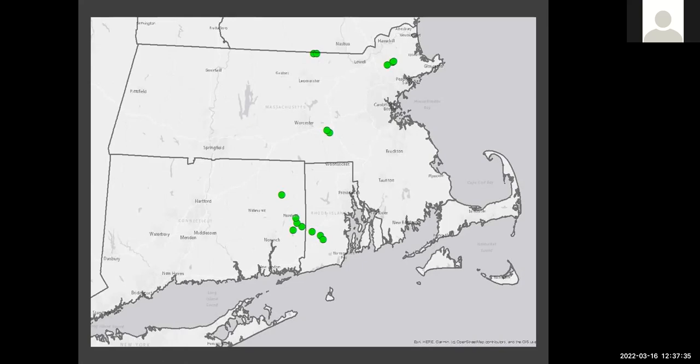These sites up here were not heavily defoliated even over those multiple years. They were touched, but there wasn't heavy defoliation recorded there.